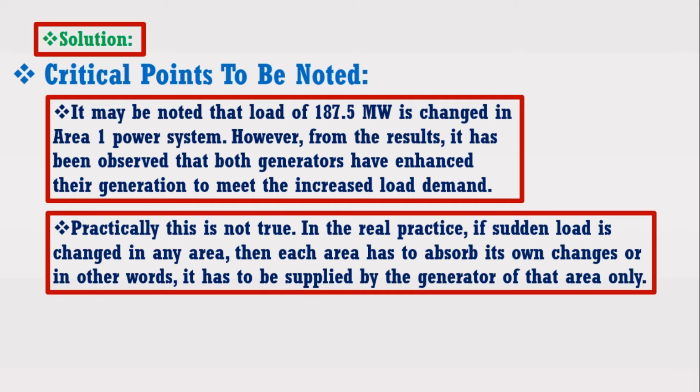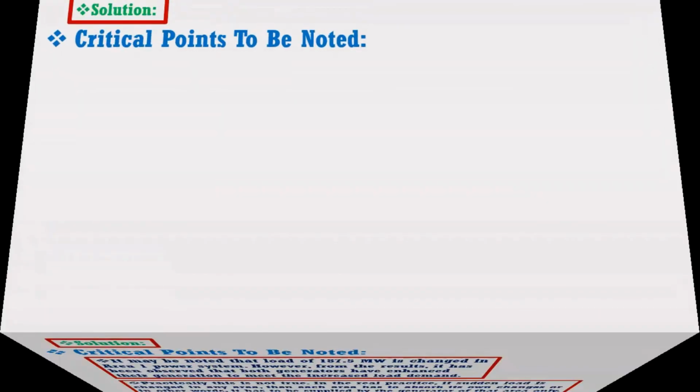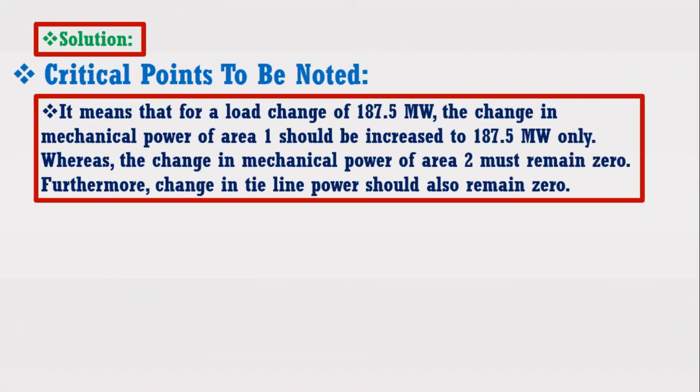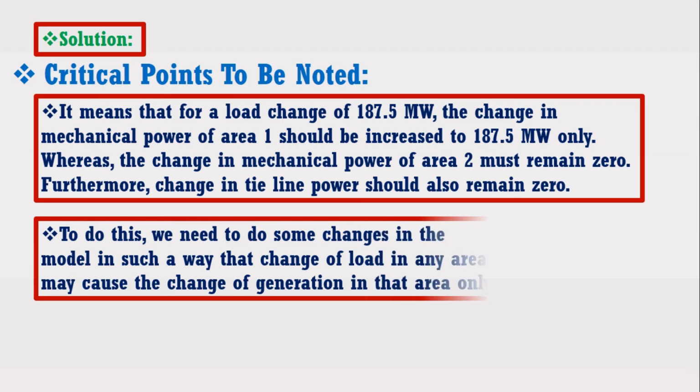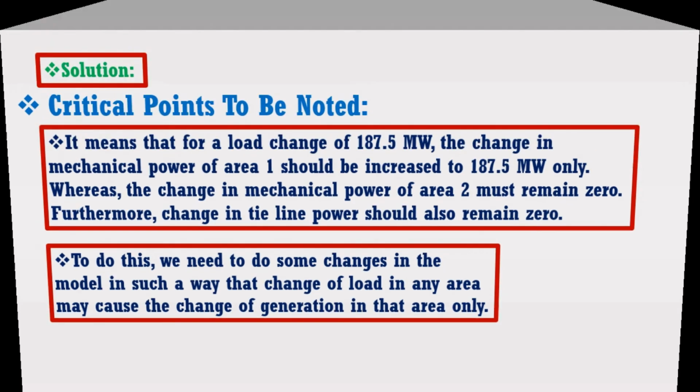In the real practice, if sudden load is changed in any area, then each area has to absorb its own changes, or in other words, it has to be supplied by the generators of that area only. It means that for a load change of 187.5 megawatt, the change in mechanical power of area 1 should be increased to 187.5 megawatt only, whereas the change in mechanical power of area 2 must remain 0. Furthermore, change in tie line power should also remain 0. To do this, we need to do some changes in the model in such a way that change of the load in any area may cause the change of generation in that area only.